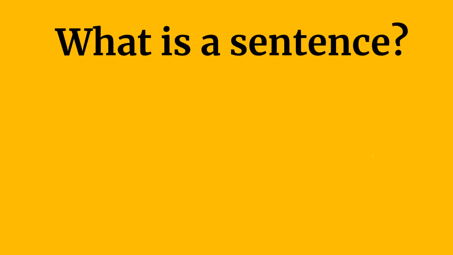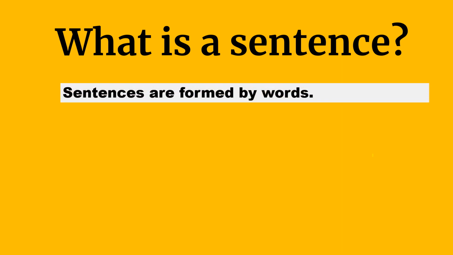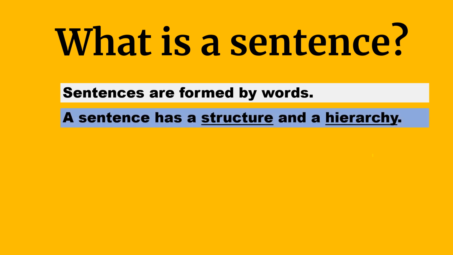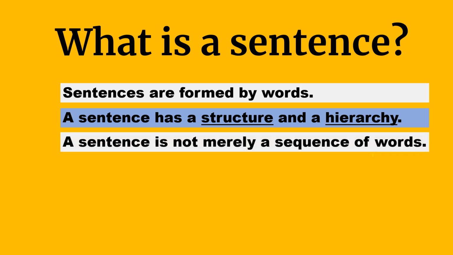What is a sentence? We know that sentences are made by words. Yes, there is a structure to the sentence, and structure in a sense that there is an order, but there is also a hierarchy. A sentence has a structure and a hierarchy. So you know that the structure we had at morpheme level within the word, there is a similar structure at the sentence level. And a sentence is not merely a sequence of words, or they are not just a random sequence of words.